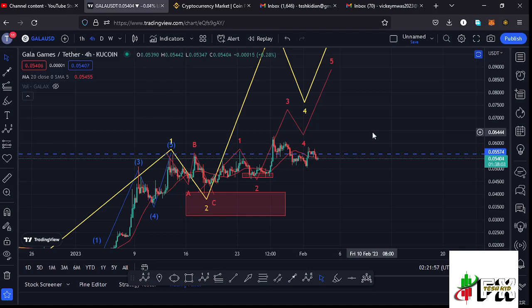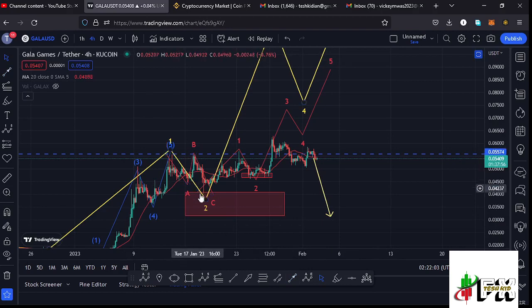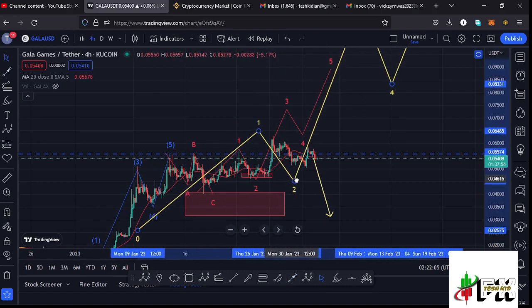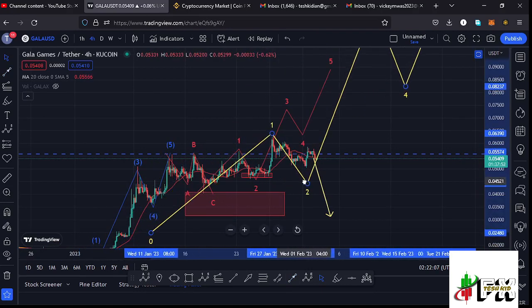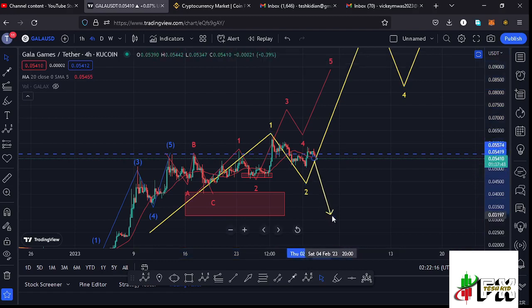And in case such a move plays out and we continue seeing lower prices here on the Gala Games chart, then I'll be terming this whole structure over here making its peak at around the $0.0639 mark as the high for that first wave to the upside. Then whatever we could possibly be seeing in case we continue seeing lower prices could be possibly the formation of these higher Elliott wave count 2.